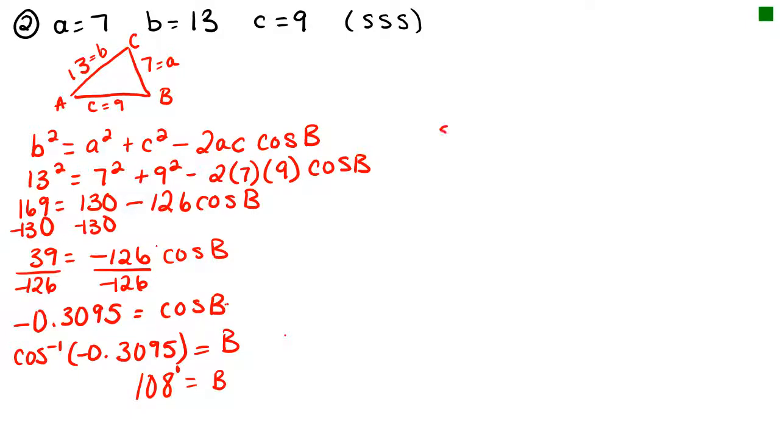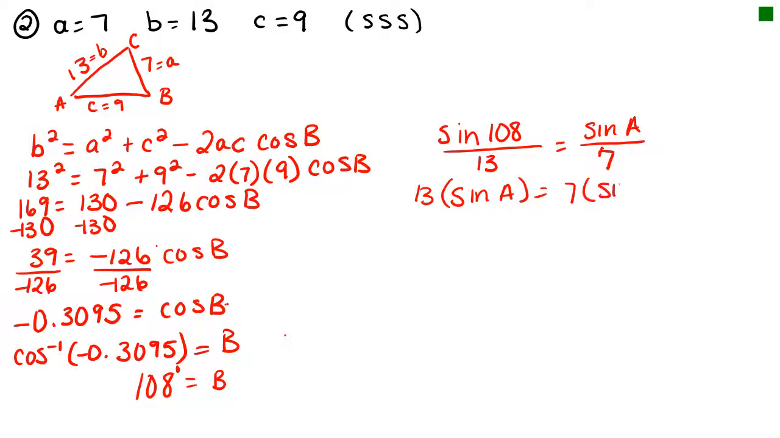So I'm going to do sine of B, which is 108, over side B, which is 13. Let's find angle A. So sine of A over side A, which is 7. So 13 times sine of A equals 7 times sine of 108. So sine of A equals 7 times the sine of 108 divided by 13.